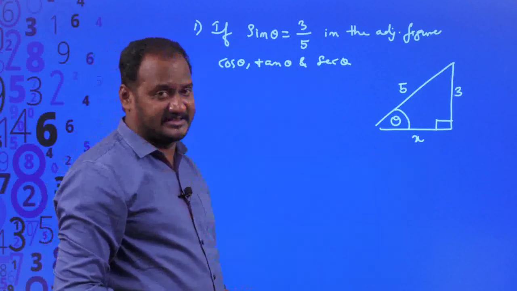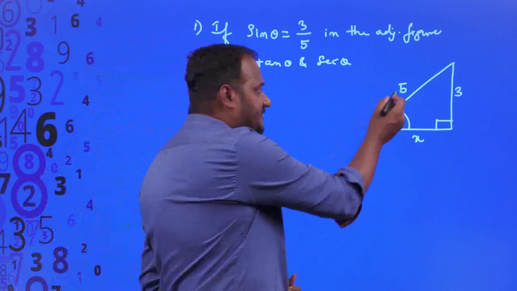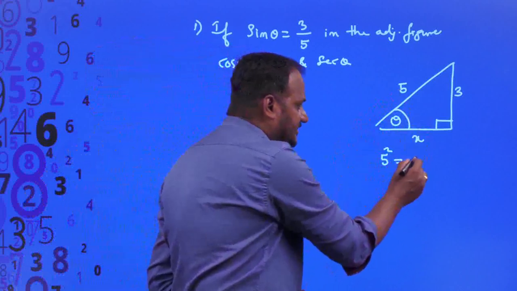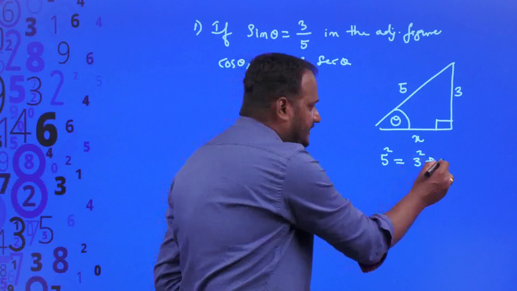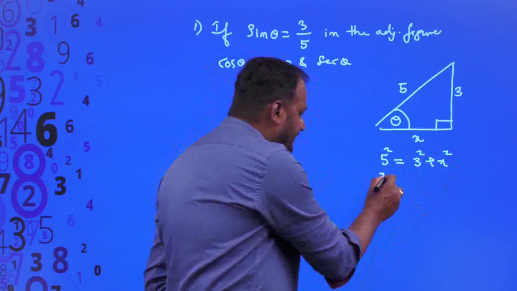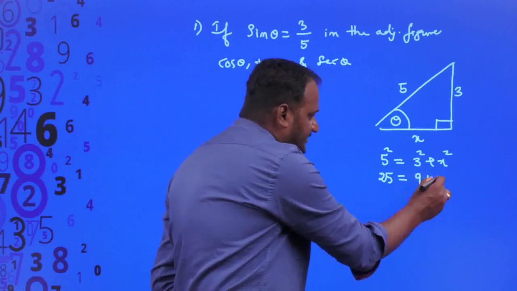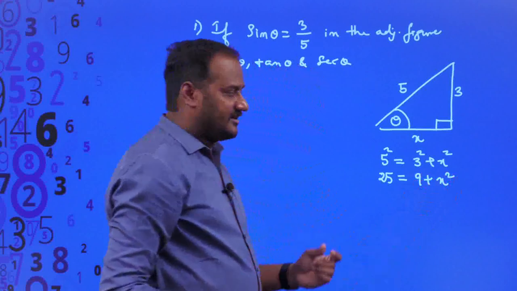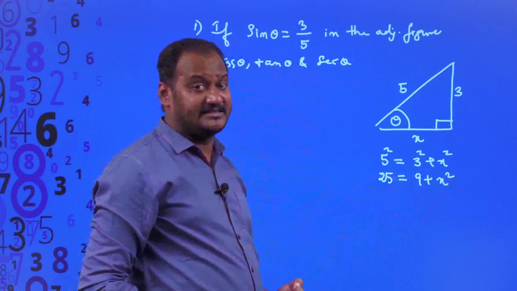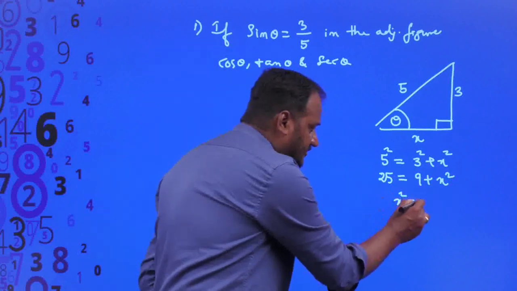Now, according to Pythagoras theorem, hypotenuse square is equal to side square plus side square. Hypotenuse is 5 here. So, hypotenuse square, 5 square, is equal to side square plus side square, that is 3 square plus x square. 5 square is 25, which is equal to 3 square, 9, plus x square. 9 plus how much is equal to 25? Yes, 9 plus 16 is equal to 25. So x square is going to be 16.